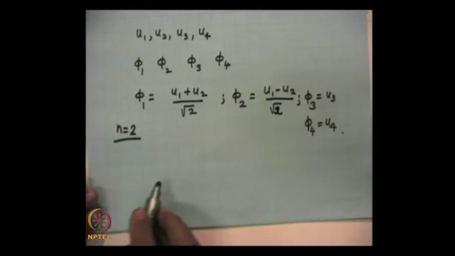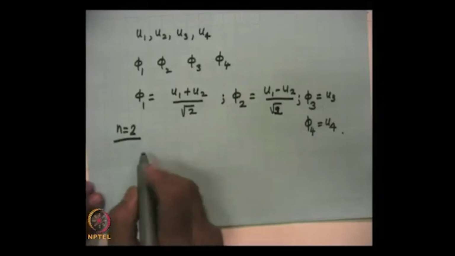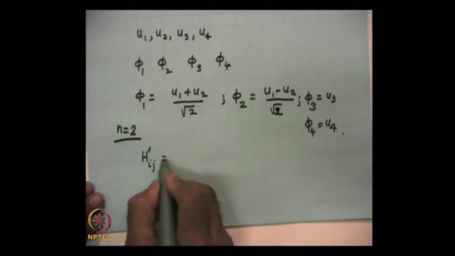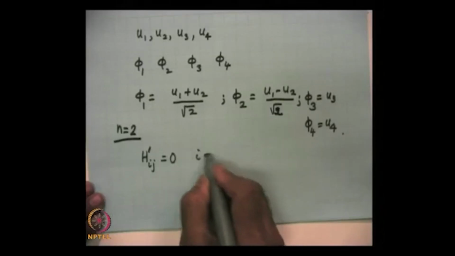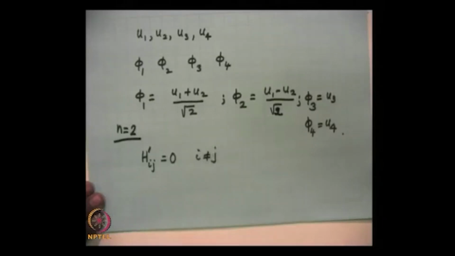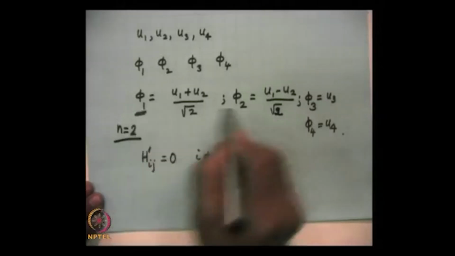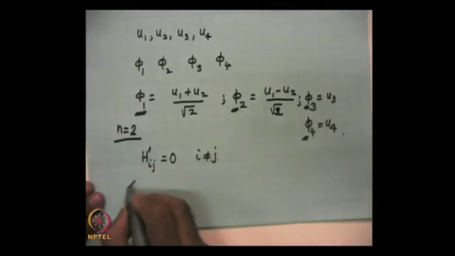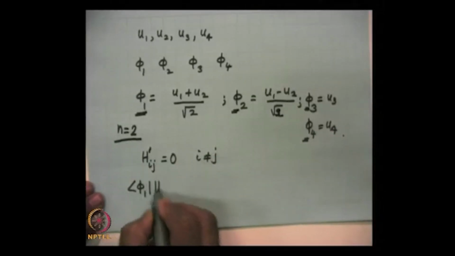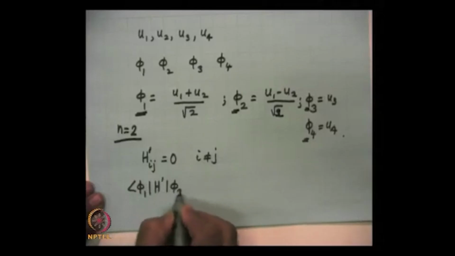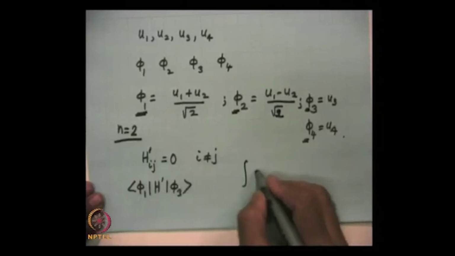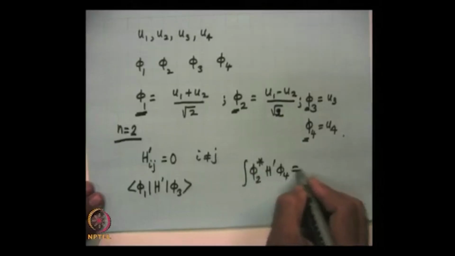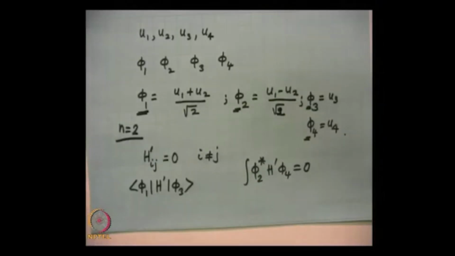I leave it as an exercise for you to show that h prime i j is equal to 0 if i is not equal to j. That is, if we choose phi 1, phi 2, phi 3 and phi 4 as the base vectors, then any matrix element like phi 1 h prime phi 3, or say integral phi 2 star h prime phi 4, that is 0. Only the diagonal terms survive.